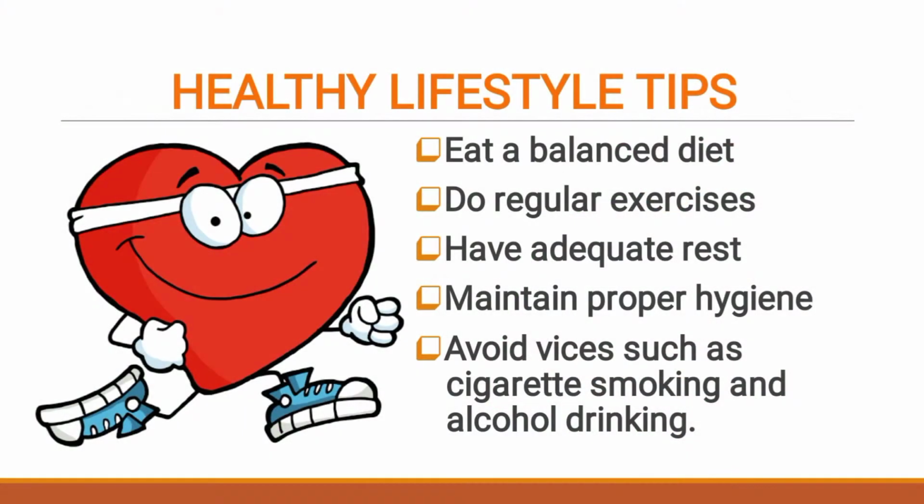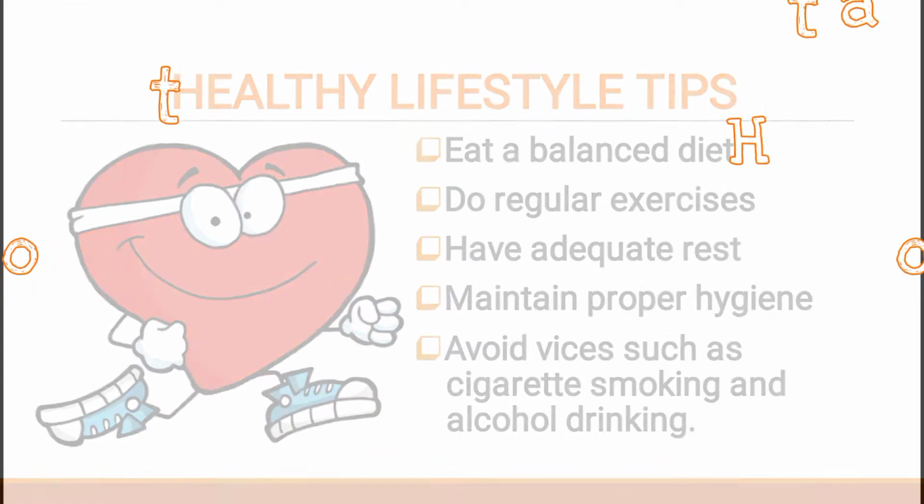The best way to prevent diseases in the respiratory and circulatory system is to make sure that you have a healthy lifestyle, which includes having a balanced diet, doing regular exercises, having adequate rest, maintaining proper hygiene, and avoiding vices such as cigarette smoking and alcohol drinking.